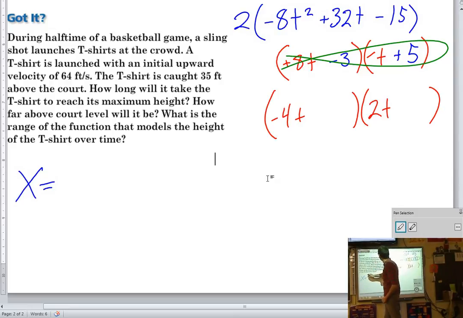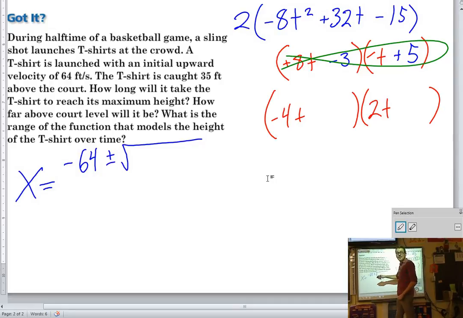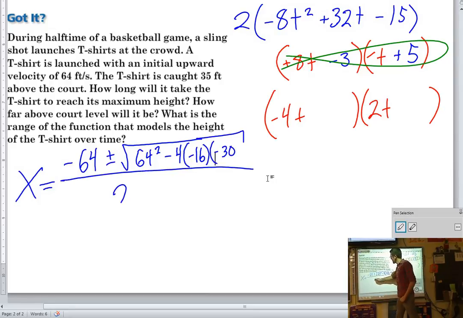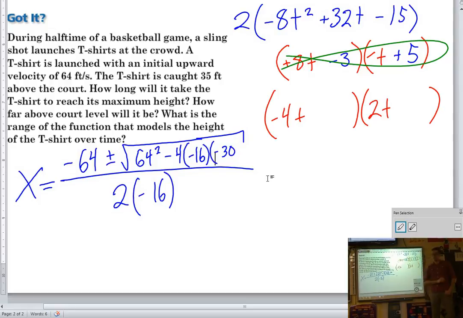X equals negative b plus or minus the square root of b squared, so 64 squared minus 4 times a times c, all over 2 times the a value. That will get your result. You will get one positive and one negative. The positive is the only one that would make sense. If the factoring doesn't work easily, this is when we go use our quadratic formula. Because remember, this is not modeling the zeros. This is modeling the 35s, because we changed our quadratic.